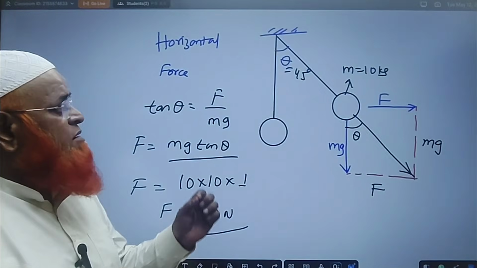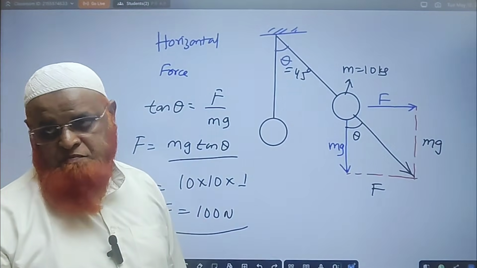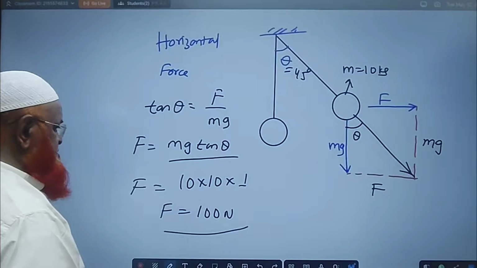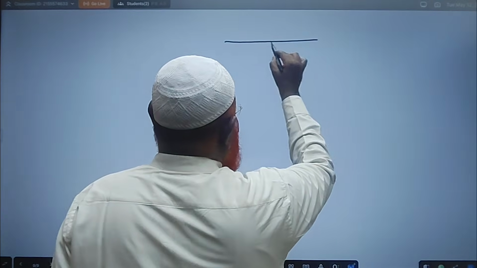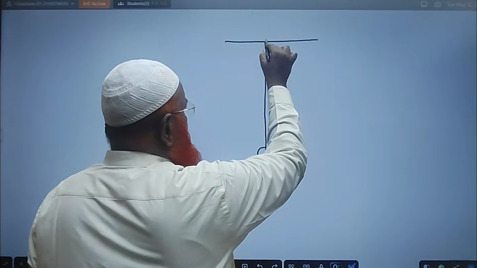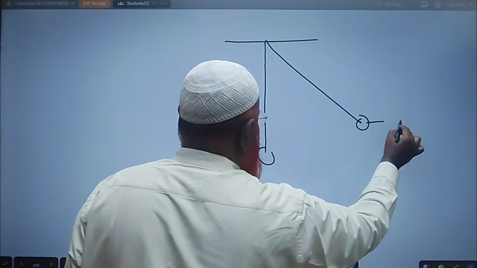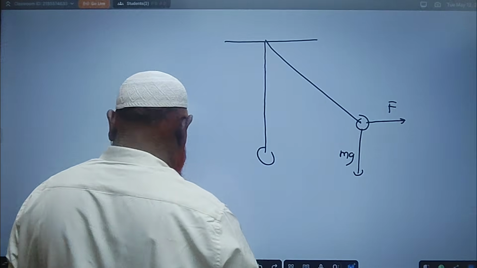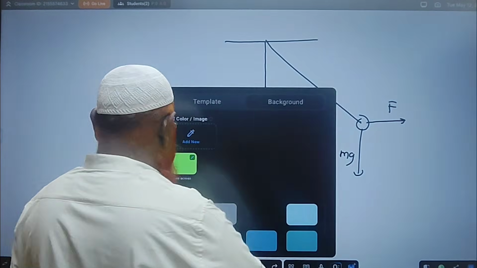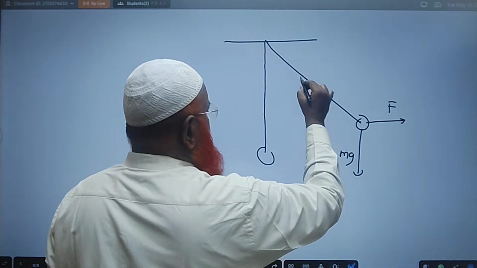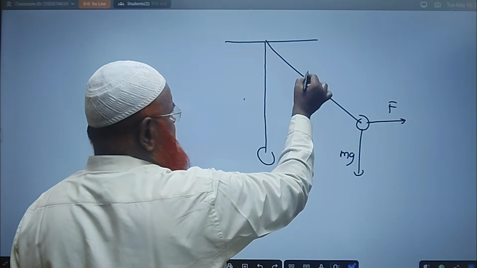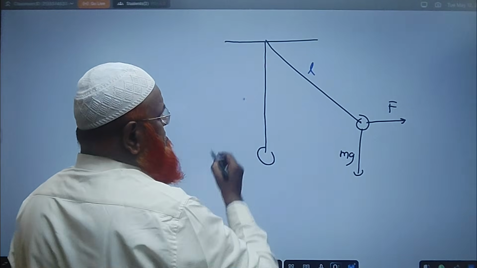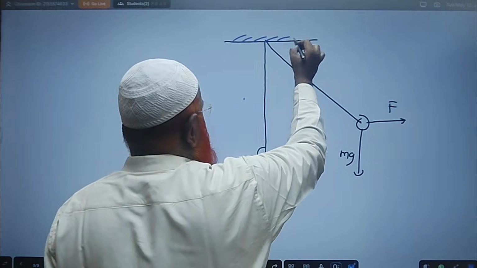The next thing is, sometimes you will be asked to find the tension also. So how are you going to find the tension? For that, let us imagine this is a pendulum, and you are pulling it with a horizontal force F, and this is mg. Here, the length of the pendulum is L, hung from a rigid support.